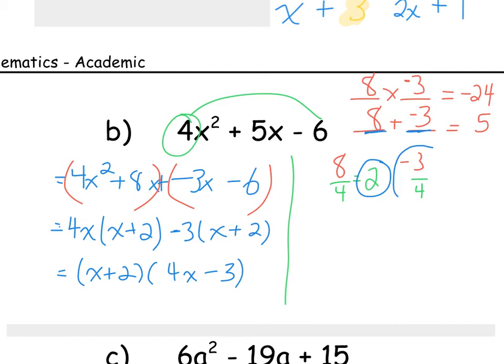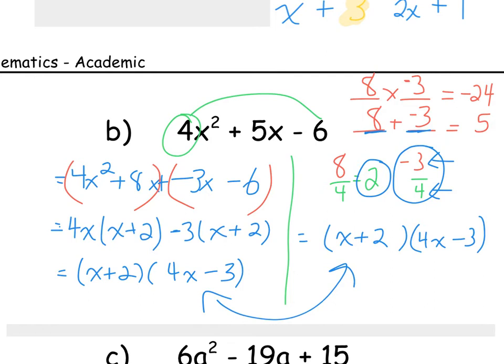So these are the two things that I'm going to use to create my two brackets in order to factor this. So the 2 alone tells me that my first factor is x plus 2. And then the negative 3 over 4, well, that 4 tells me the coefficient of my x, and then the negative 3 tells me I'm subtracting 3 in that factor. And lo and behold, I've got my two answers that are identical, which means that both methods work in the same way to get me a correct solution. Hope you did okay with that. Let's move on to another example.